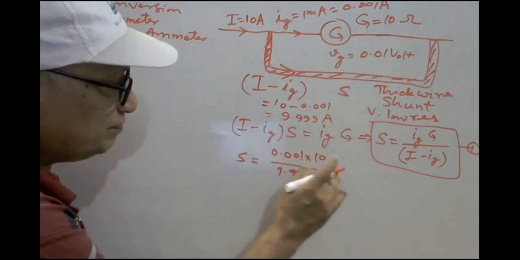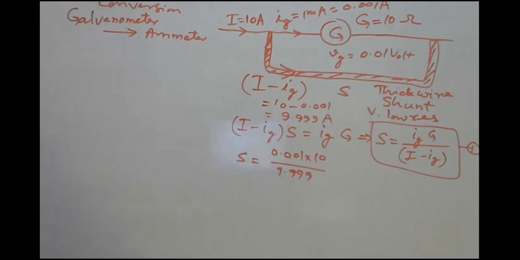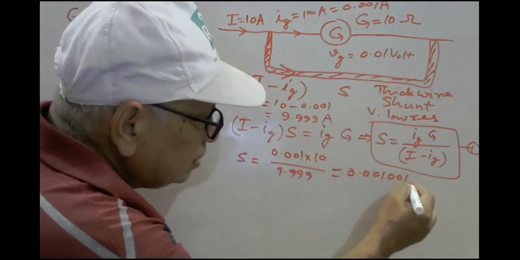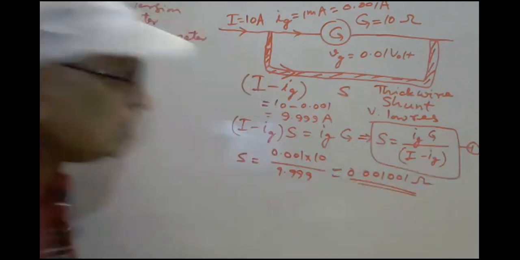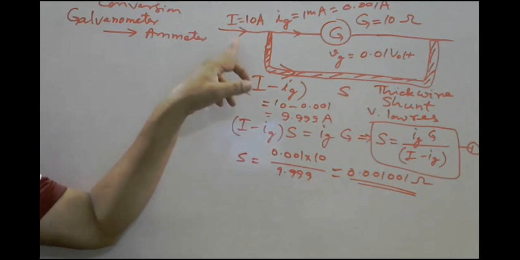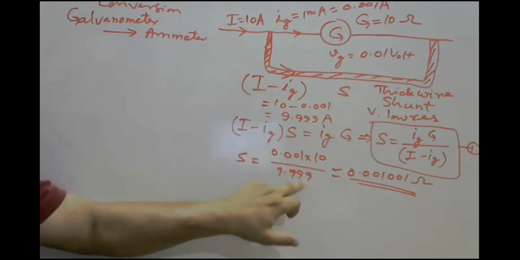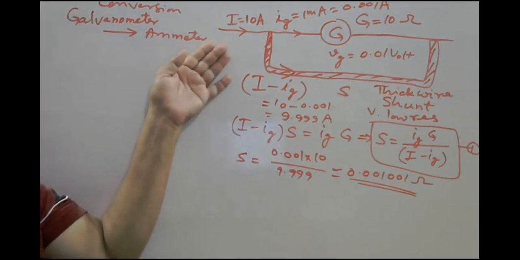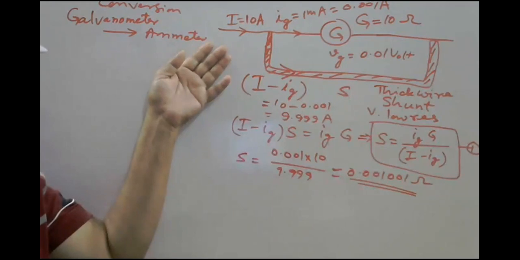This 10 upon 9.99 is approximately 0.001 ohm resistance. This is very low resistance. If we put any other value, say 50 ampere, then here it will be 49.999. It means different shunt resistance will give different ranges of ammeters.